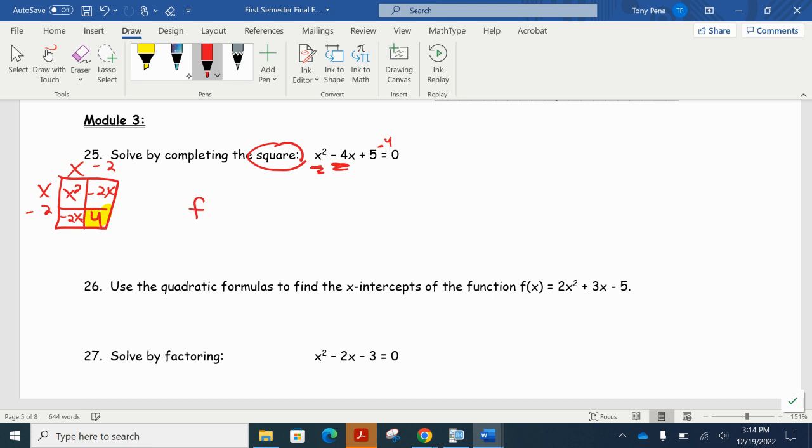So what we would see is our function, oops, let me not do it that way, don't write f of x. All right, we have x minus 2 squared. And then when we get this 4, 5 minus that 4 is a positive 1. And then that's going to equal 0.